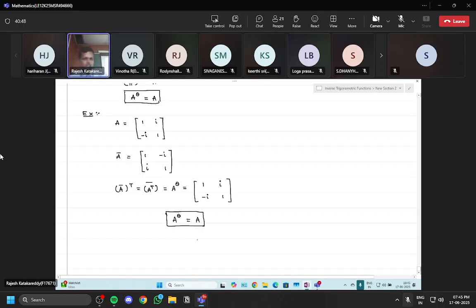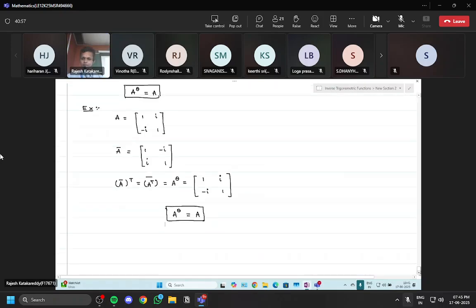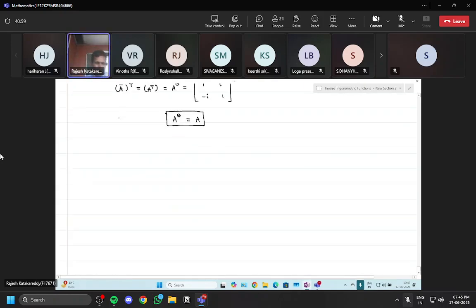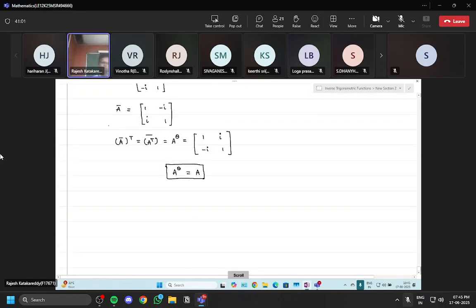Next is skew Hermitian, similar to skew symmetric. I'm scrolling up. Anybody writing this? Anybody writing? All right. Next is skew Hermitian, similar to skew symmetric. Sorry? You want, one moment.